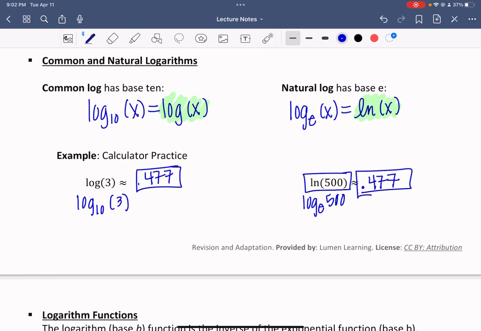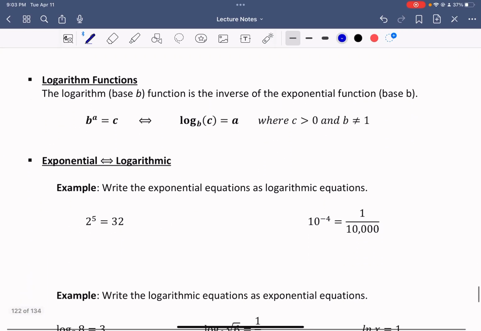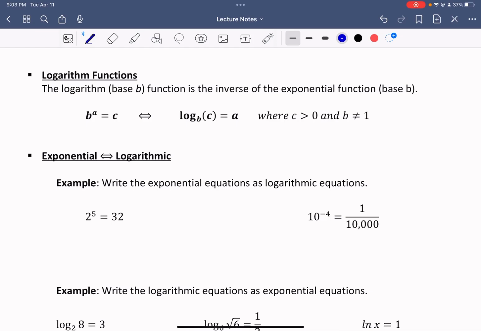Now, what are we going to do with all that? That gave us exposure, showed us what the formatting would look like. Let's get into the details of what this log function is. The logarithmic base b function is the inverse of an exponential function base b, and that's what we saw earlier. You can see that the logarithm base b and the exponential function base b, we're using the same terminology.